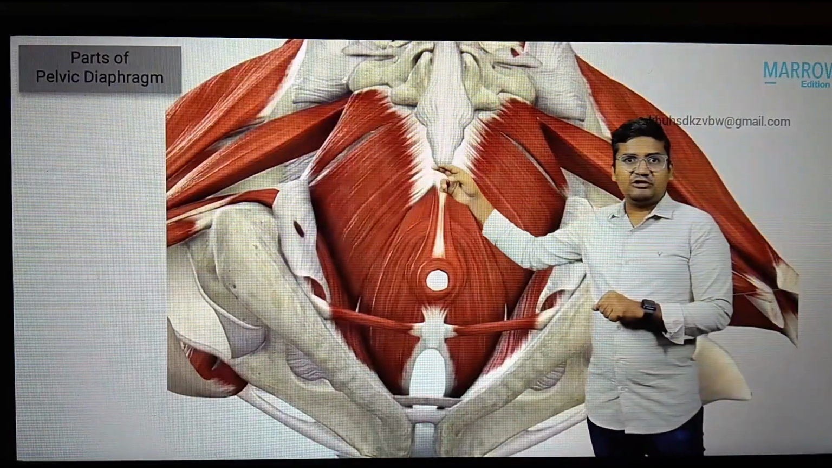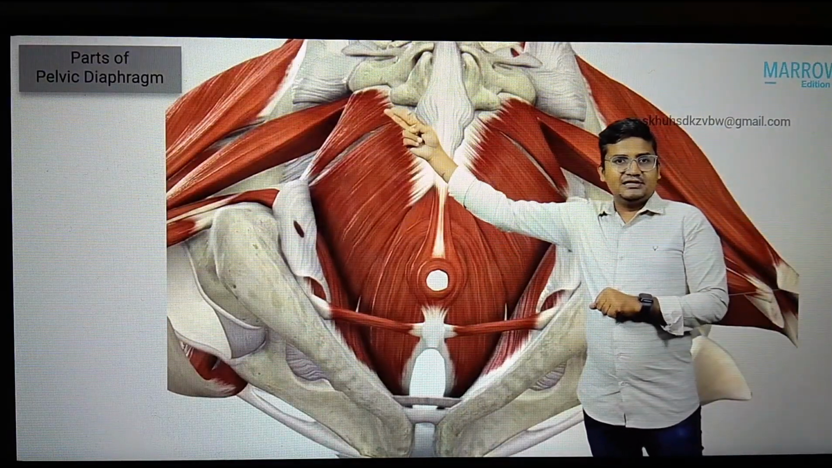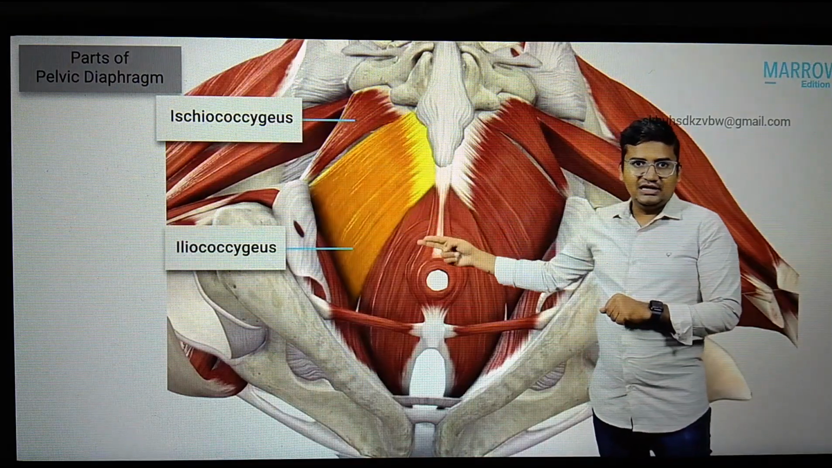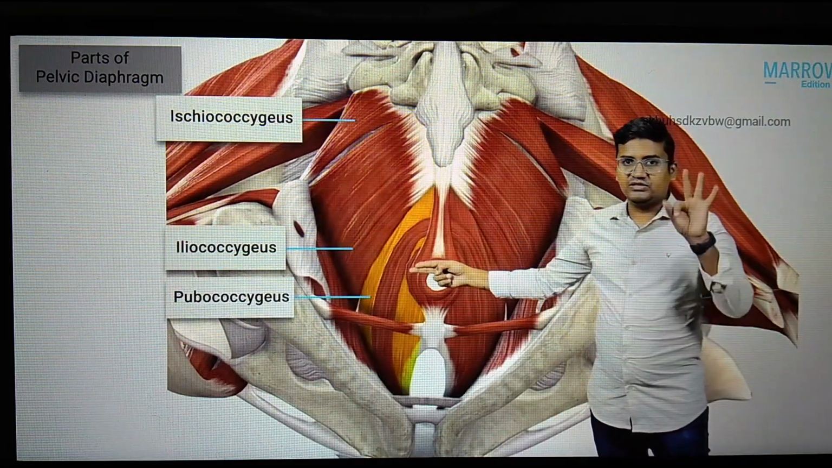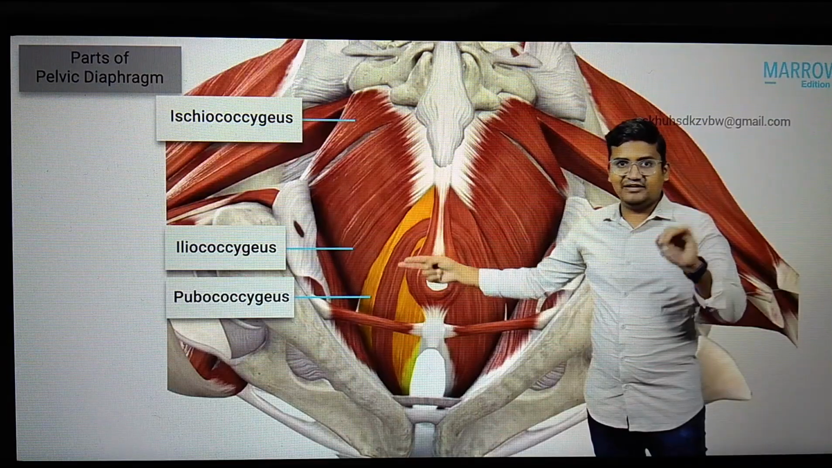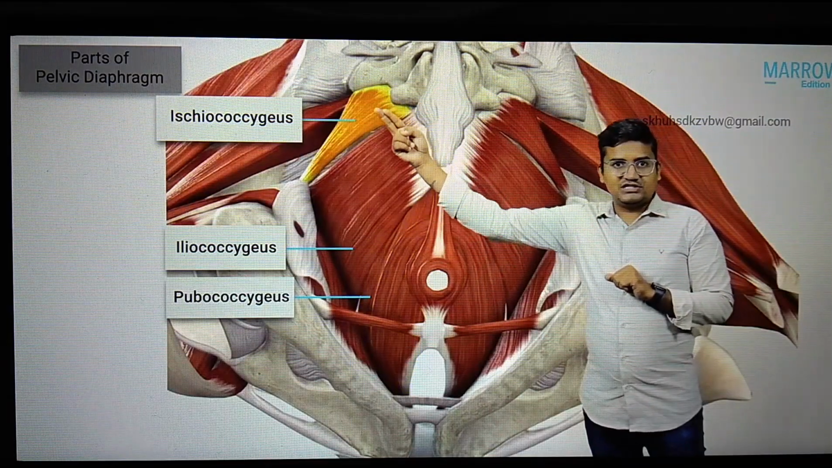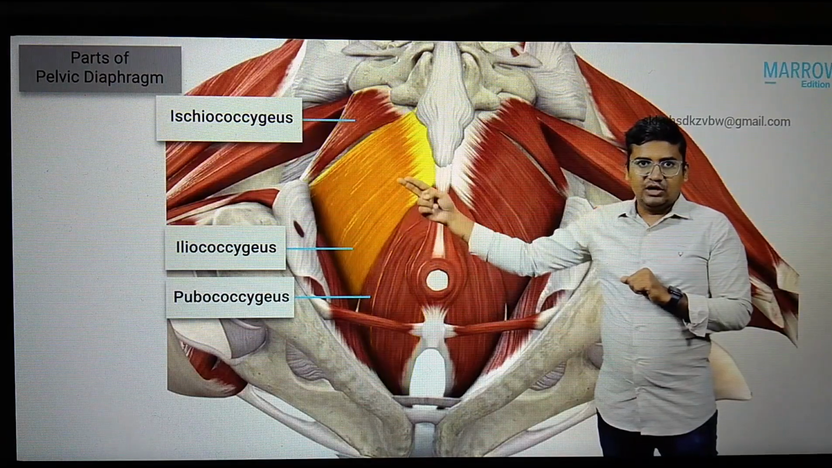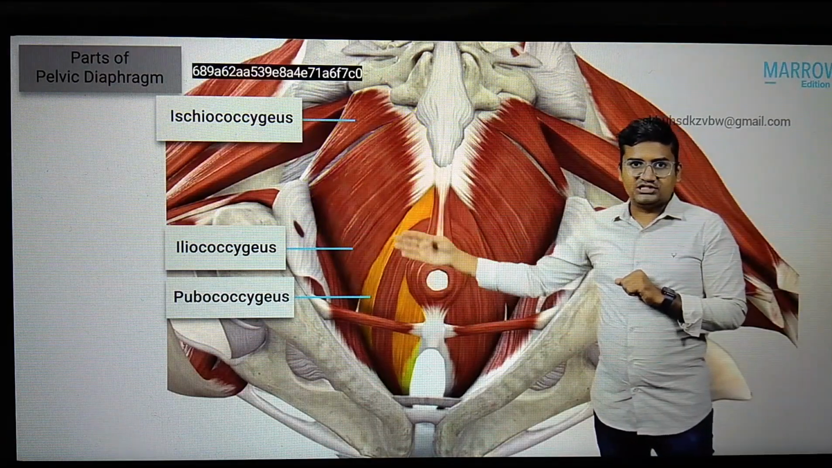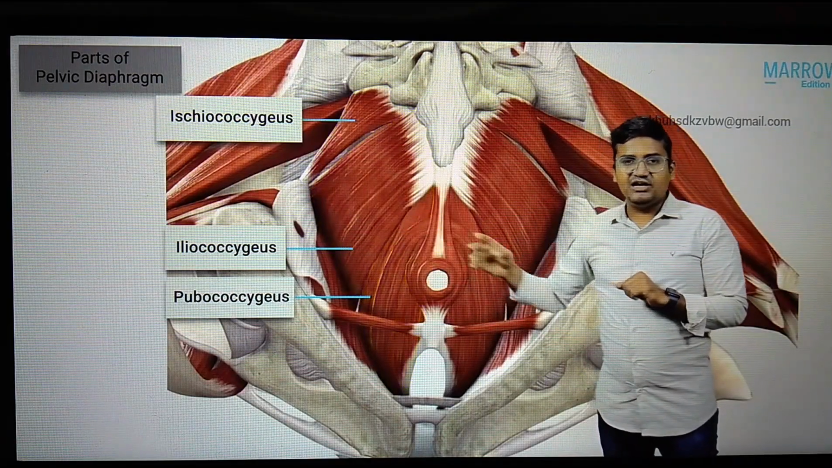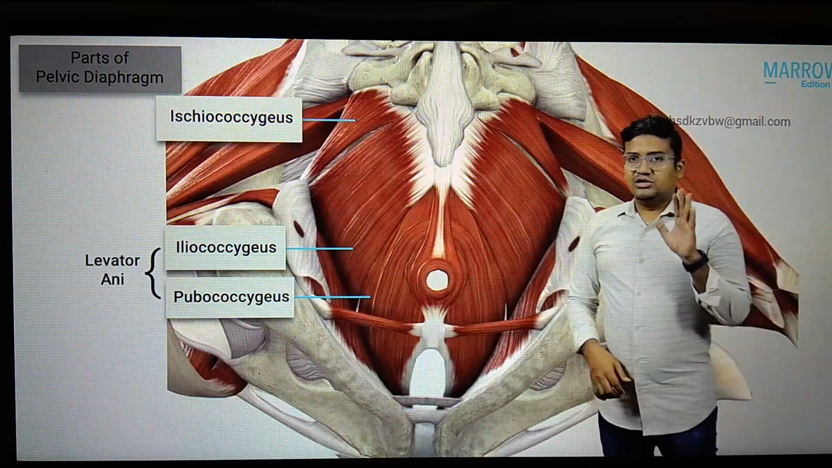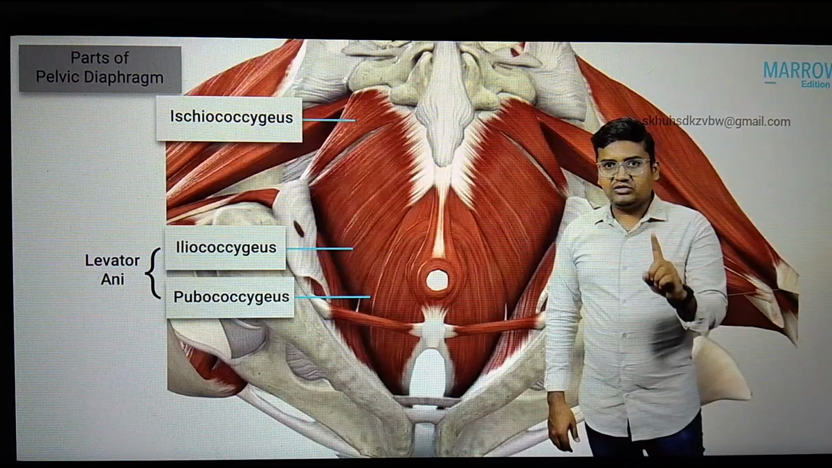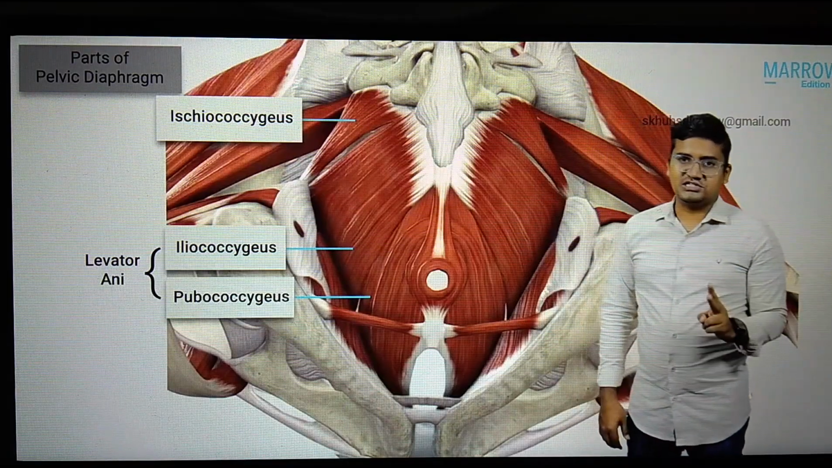Right. Now we're going to see the parts of our pelvic diaphragm. What are the parts of our pelvic diaphragm? See there. That is our ischiococcygous muscle, iliococcygous muscle, and this is pubococcygous muscle. Three parts are there for our pelvic diaphragm. Now, iliococcygous and pubococcygous, they are the parts of levator ani. So, levator ani muscle contains two parts only. What are those? Our iliococcygous and pubococcygous.